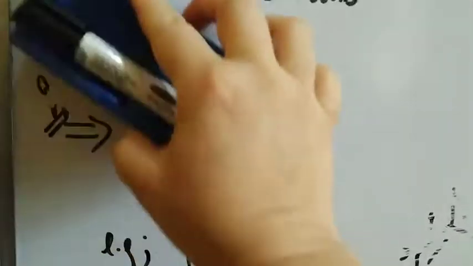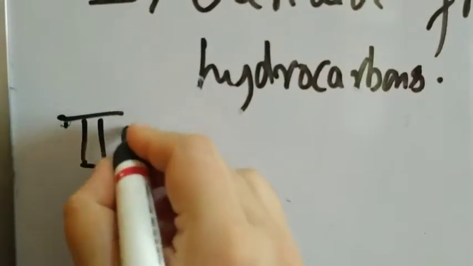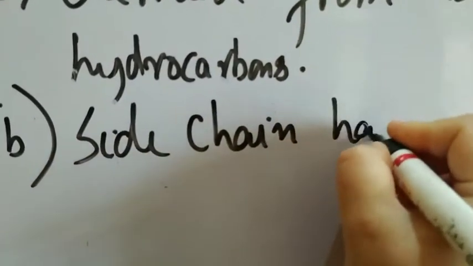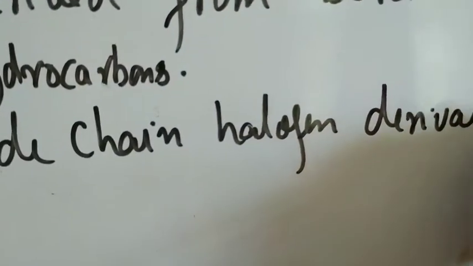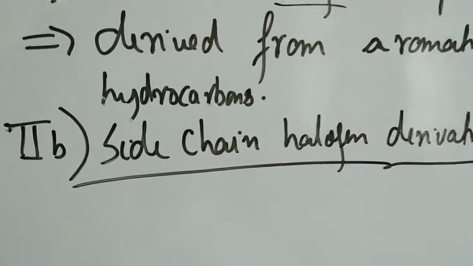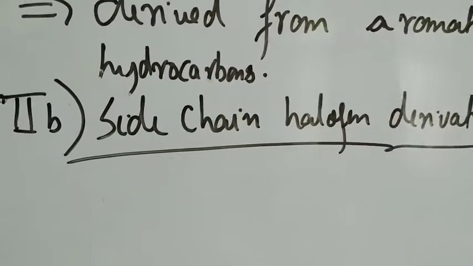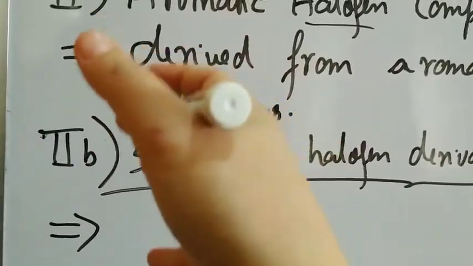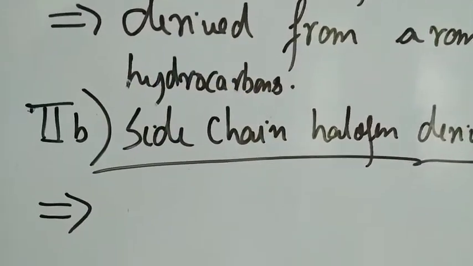The other type of the aromatic halogen compounds is our second B, the side chain halogen derivative. It is very important to be able to differentiate between these because in the nomenclature we will study ahead, or any chemistry of these compounds, that chemistry is affected by the position of the substituent. So it is very important to know whether it is on the nucleus, directly linked to the nucleus, or it is on the side chain.